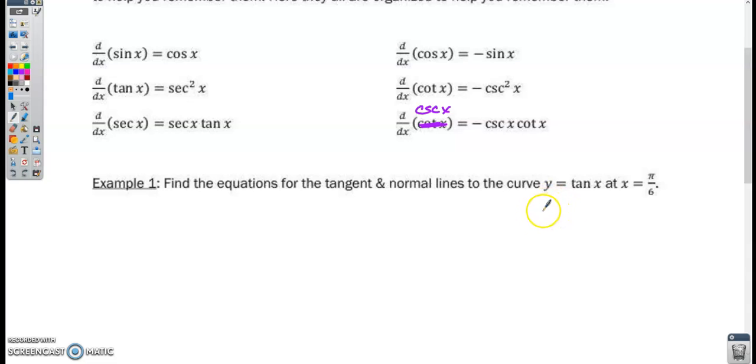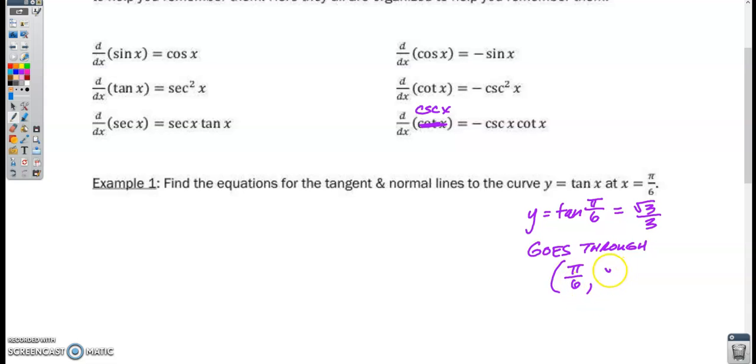So the first thing I'm going to do in this problem is find the y value when x is pi over 6. And so I need the tangent of pi over 6. And the tangent of pi over 6 is square root of 3 over 3. So these lines are going to go through the point pi over 6, comma, square root of 3 over 3.